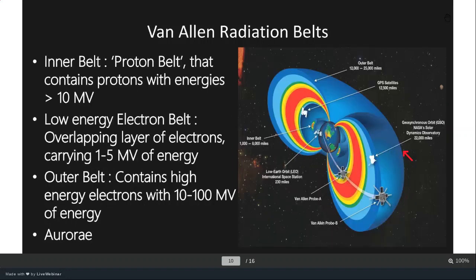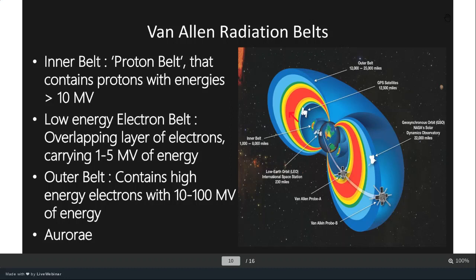Now let's go deeper into the Van Allen radiation belts. The inner belt or the proton belt is located at nearly 1000 to 8000 miles, with protons with energies greater than 10 megavolts. Current studies reveal that these protons are trapped cosmic ray particles from outside the solar system or from the Sun itself, possibly during severe solar flares.